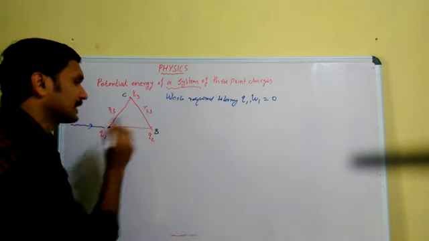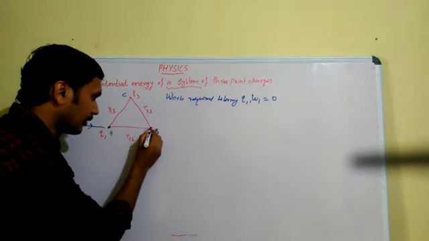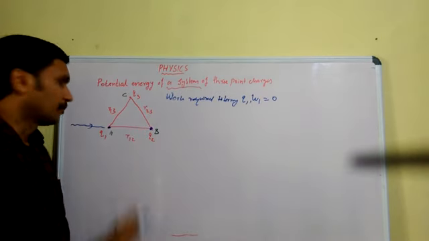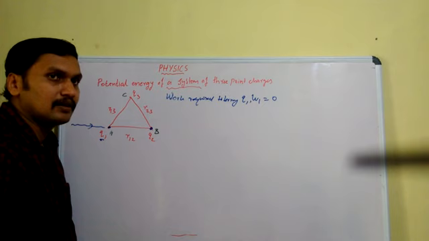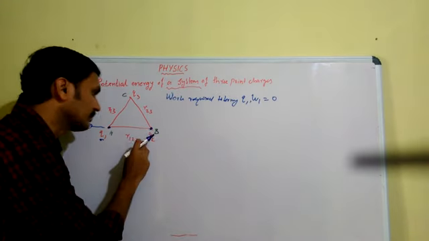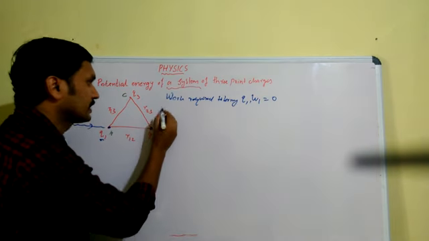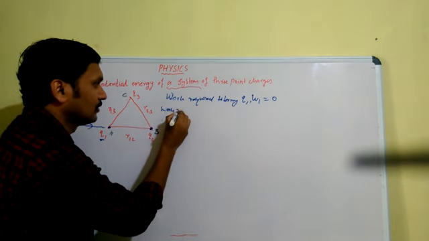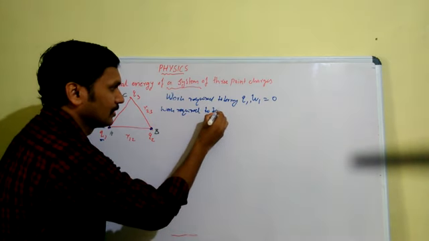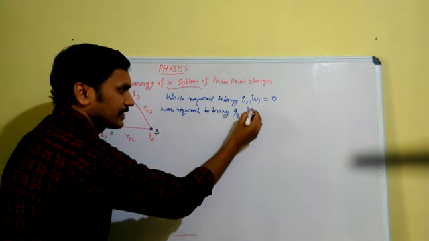Now we are bringing the second charge Q2. But at the point B, there is a potential due to Q1. Q1 produces a potential at B. So some work should be done to bring Q2. The work required to bring Q2 we write as W2.